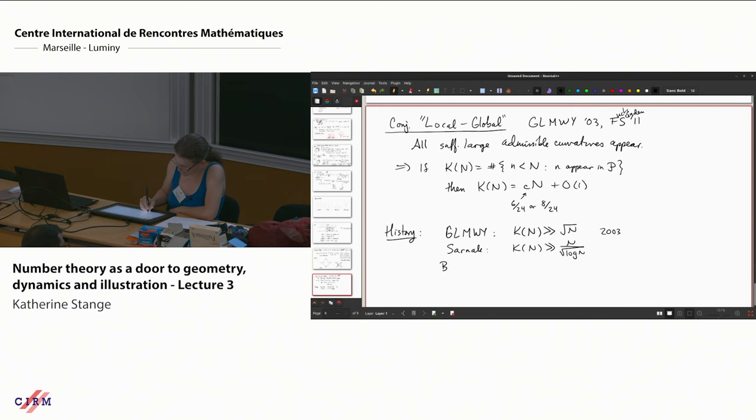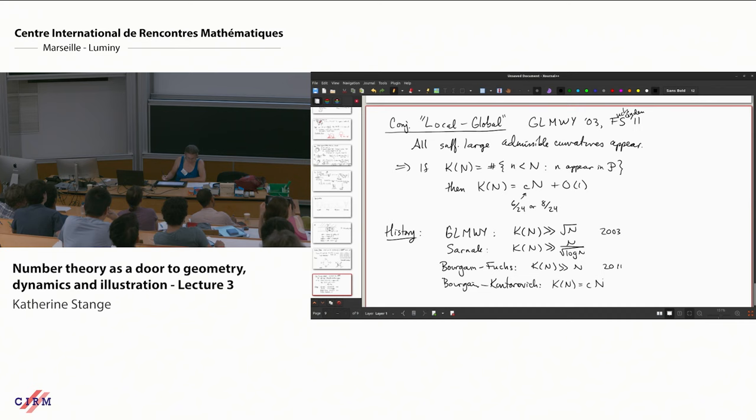And then Bourgain and Fuchs showed positive density for the first time, which is this statement in 2011. And then Bourgain and Kontorovich showed that we do get the same C, so the correct C, plus an error term which is less, but we don't know exactly how much less, it's just there exists a constant, okay?